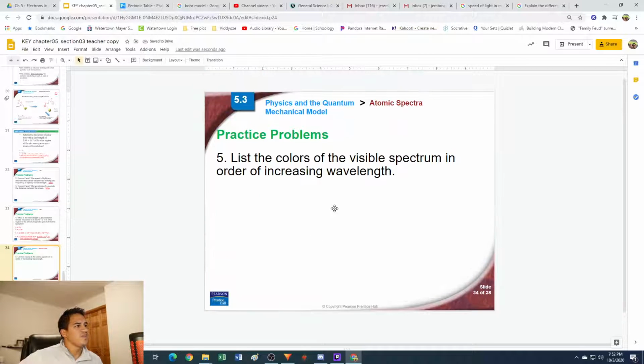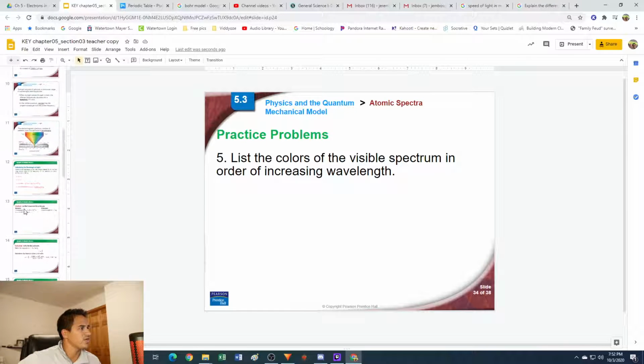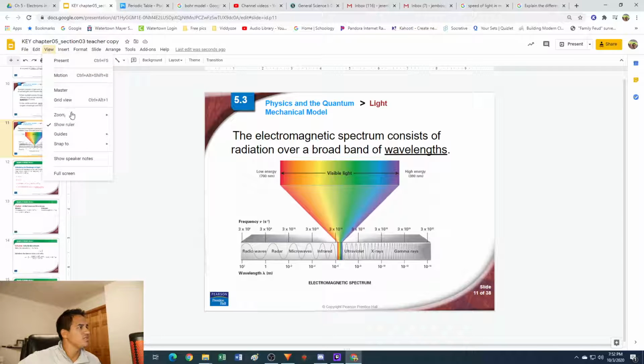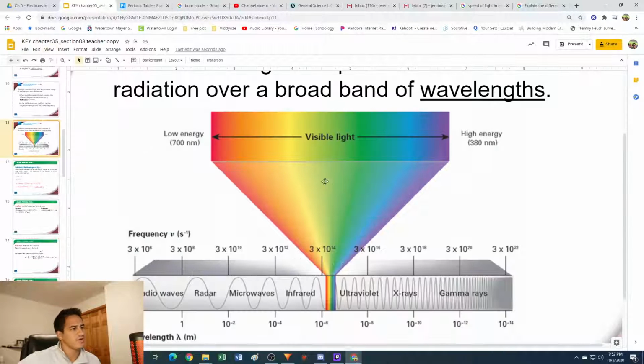All right, number 5, list the colors of the visible spectrum in order of increasing wavelength. So this is going from small wavelength to high wavelength. So let's go back again to our chart. Let's zoom in on this one more time. We're going to be looking at this a lot, by the way. So low wavelength or small wavelength is 380 nanometers. That's small wavelength. And large wavelength is 700 nanometers, right?